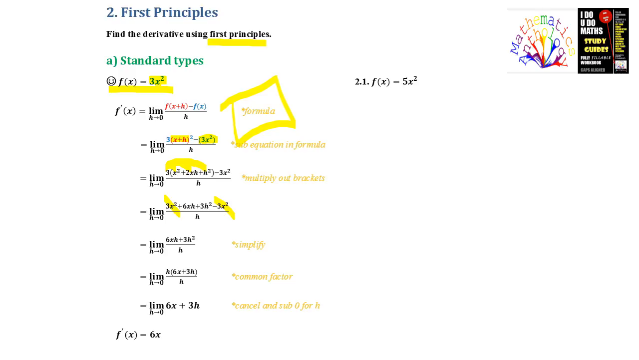Okay, that's equal to the limit as h approaches 0. You can pull out a common factor of h. So it's h into 6x plus 3h all over h. Your h's will cancel now, and you're left with the limit as h approaches 0 of 6x plus 3h. Now you can substitute 0 for h. So you'll end up with your answer of 6x as your f prime x answer.